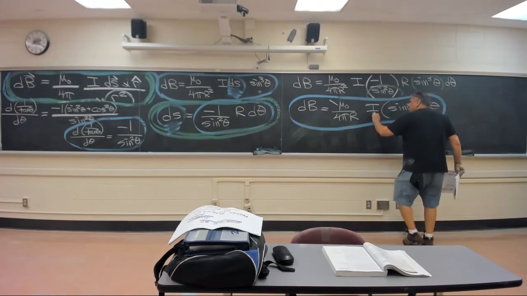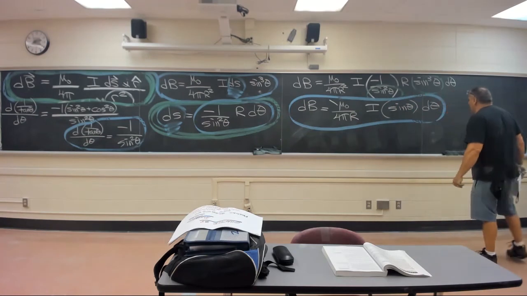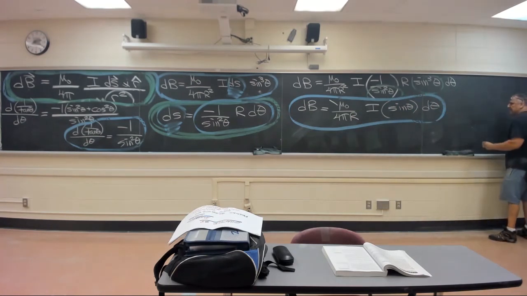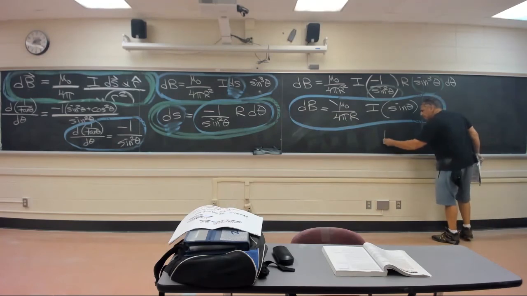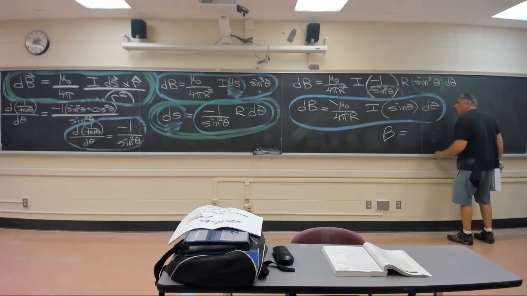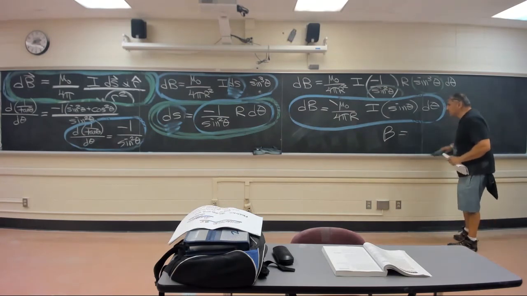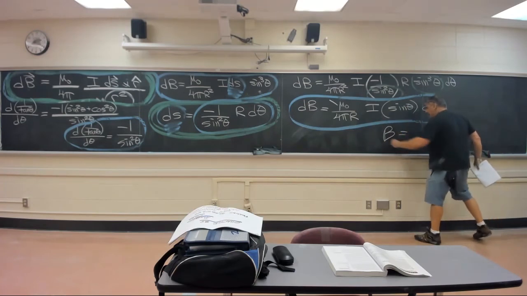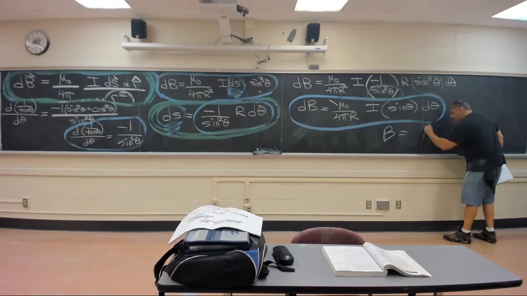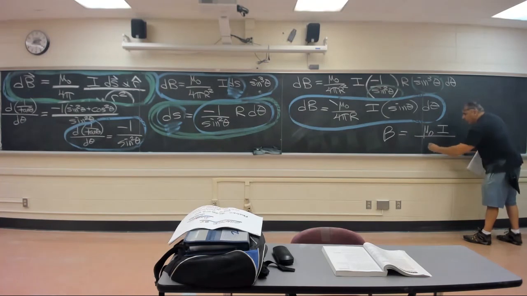And I is a constant, mu 0 is a constant, 4 is a constant, pi is a constant, capital R is a constant. You know where I'm going here. To find B, at least in terms of magnitude, I'm going to double the semi-infinitely long one. So I'm going to take this and then double it. Since these are all constants, I'm going to pull out mu 0 I over 4 pi capital R.